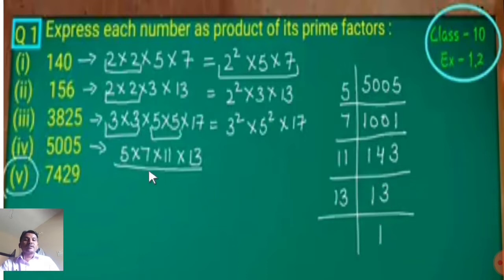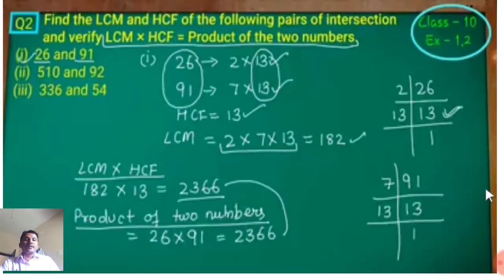The prime factorization of 5005 is 5 into 7 into 11 into 13. This is the prime factorization of 5005. Next one, try to do yourself.